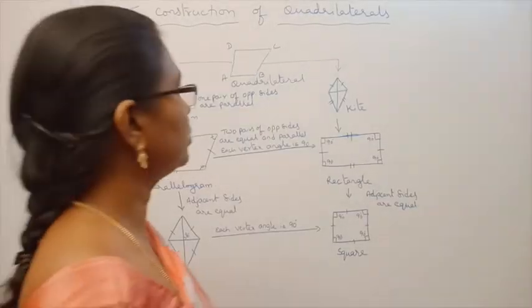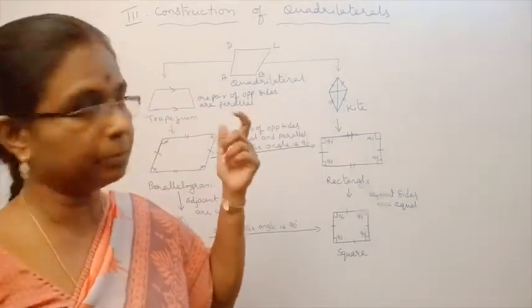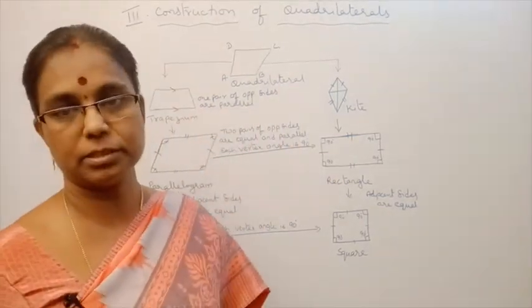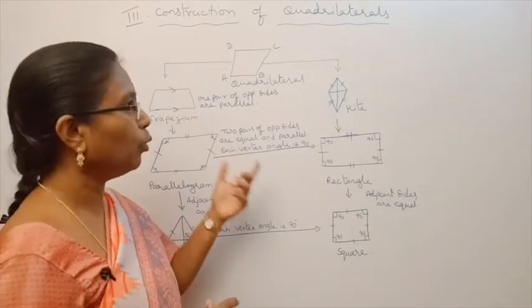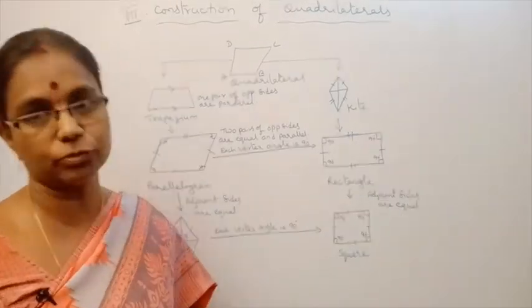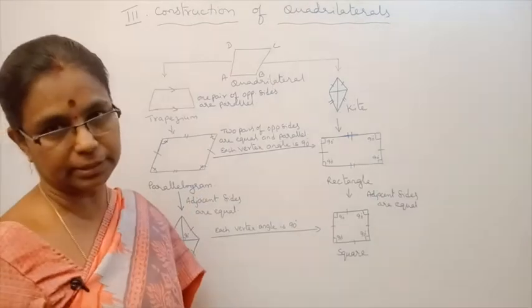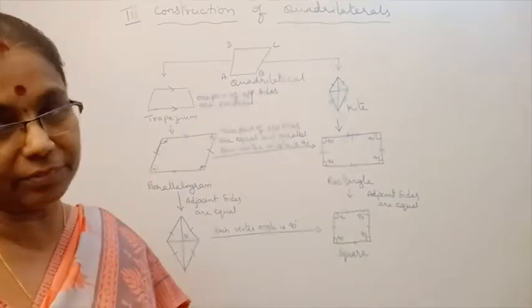Hi children, today we are going to learn the third chapter, construction of quadrilaterals. First we have to learn what a quadrilateral is, what the parts of a quadrilateral are, and the types of quadrilateral. We already learnt this in 6th and 7th class.